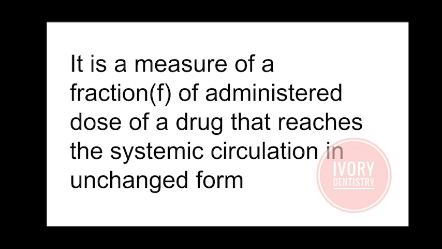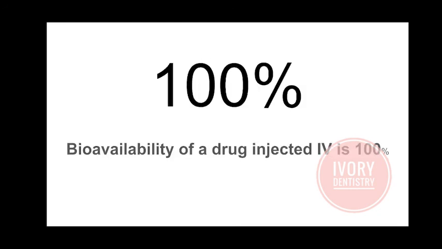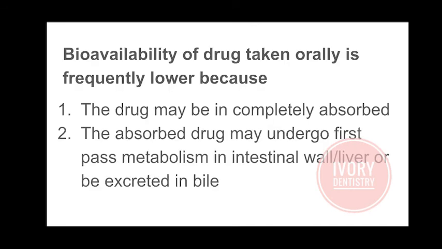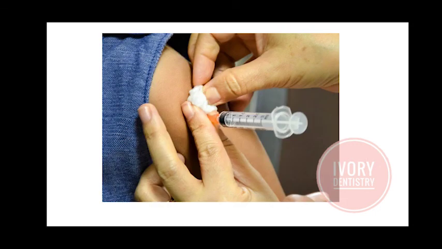Let's look into the definition. It is a measure of the fraction of administered dose of a drug that reaches the systemic circulation in unchanged form. Bioavailability of a drug injected IV is 100%. Bioavailability of a drug taken orally is frequently lower because the drug may not be completely absorbed. The absorbed drug may undergo first-pass metabolism in the intestinal wall or liver or be excreted in bile. Incomplete bioavailability after SC or IM injection is less common but may occur due to local binding of the drug.